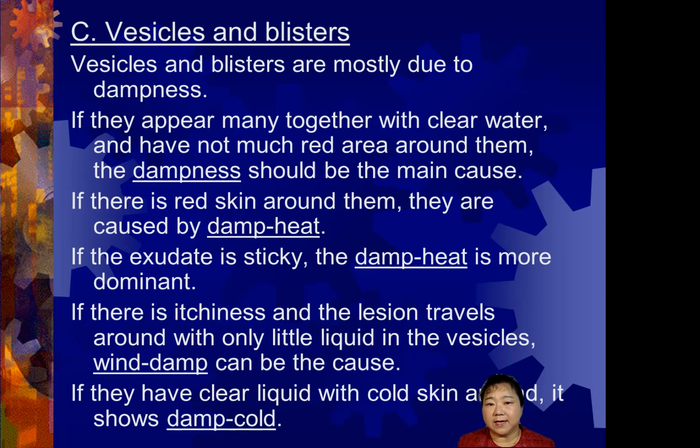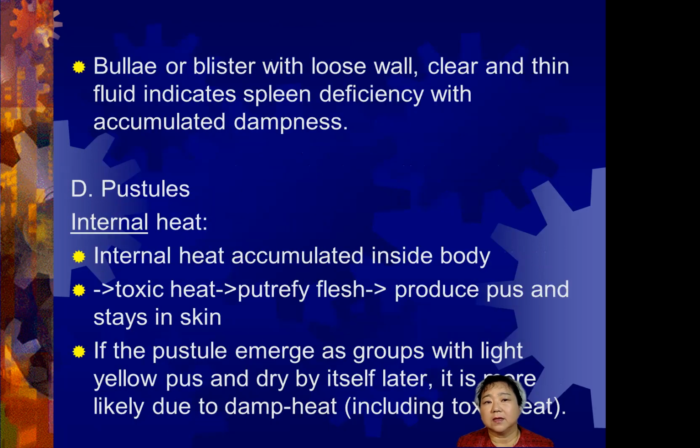If they have clear liquid with cold skin, it shows damp cold. Bulla or blister with a loose wall and clear, thin liquid inside indicates spleen deficiency with accumulated dampness.